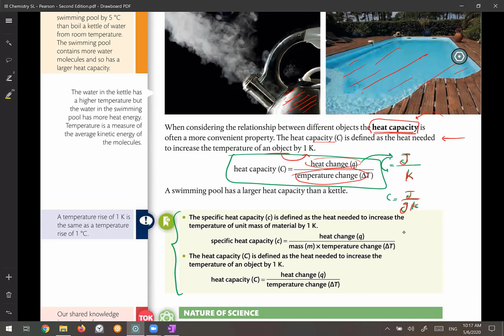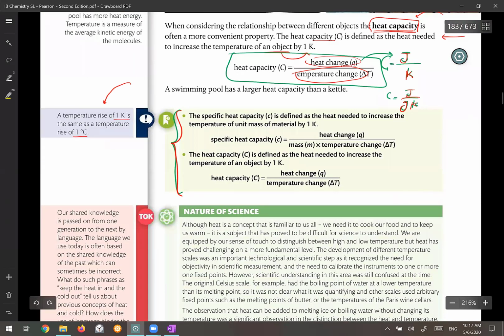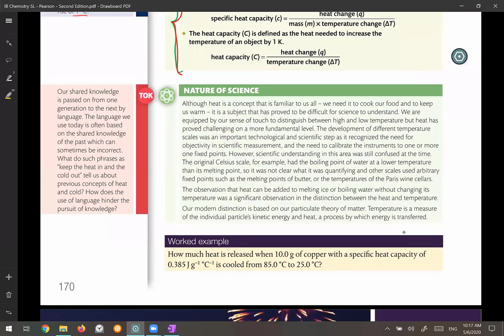The definition and the formula for both of them are given here, so you can easily find them in your text. And one more important note which we mentioned earlier, we said the change of 1 Kelvin is equal to the change of 1 degree centigrade, so we can use them interchangeably. Okay, let's do one worked example to be more familiar with this equation. It says how much heat is released when 10 gram of copper with a specific heat capacity of 0.385 joule per gram per degree centigrade is cooled from 85 to 25.